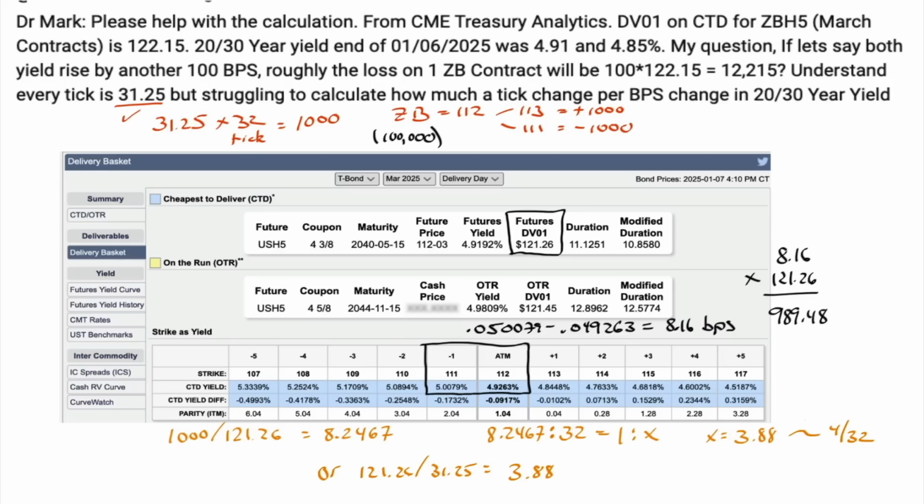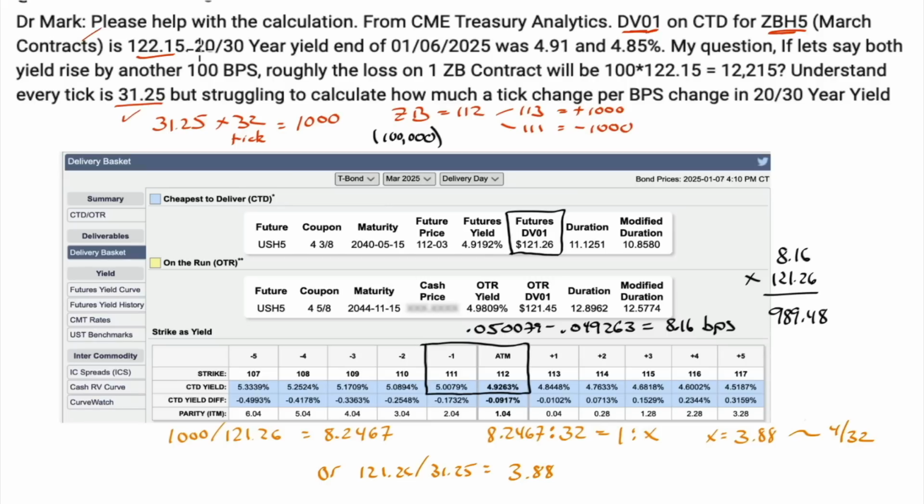Okay, time for a Q&A session from the last market outlook. This one I'm going to do on a separate screen because it is useful. Please help with the calculation from CME Treasury Analytics, the dollar value of an 01, which is a basis point value on the cheapest to deliver for ZBH5. That's the T-bond contract, the March contract.